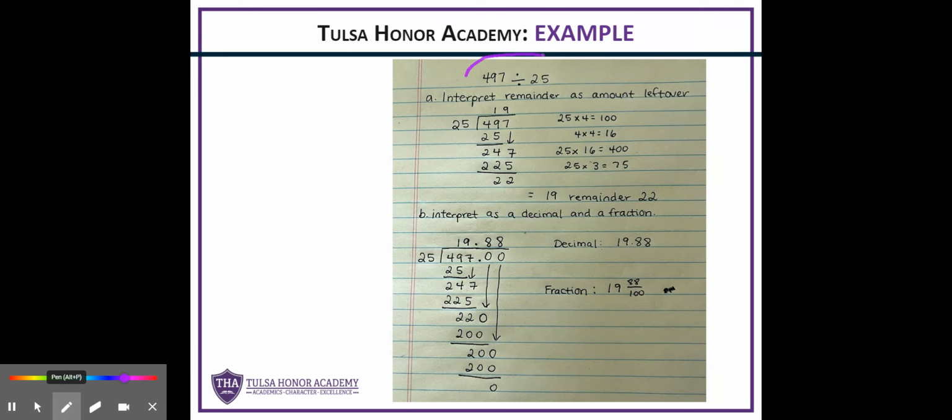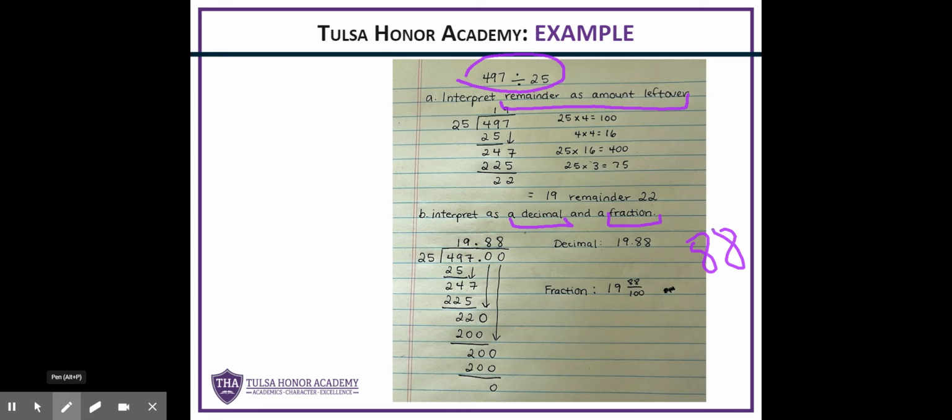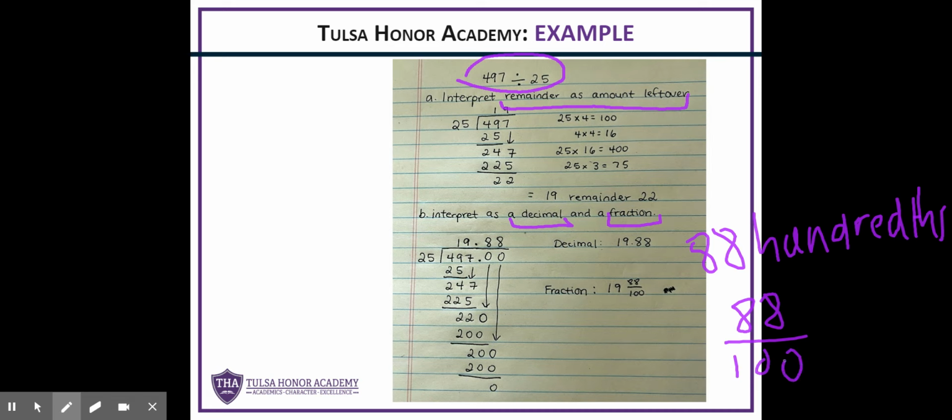example. So in this example, it's 497 divided by 25. I included what our answer would be as a remainder, as amount left over, as a decimal, and a fraction. Here, when I found the decimal, it was 0.88. So to make that a fraction, since we know that 8 is in the hundredths place, we have 88 hundredths. Sorry, that goes far. Hundredths, so that is the same as 88 over 100. And then we just add our whole number next to it.